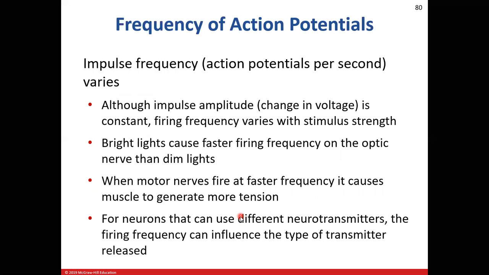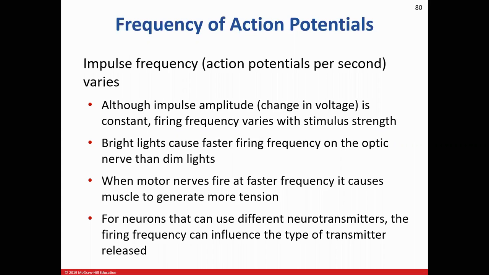So let's look at the frequency of the action potential, because the frequency of the action potential does tell us a lot about what type of signal we're trying to generate. When we look at the impulse frequency, this is where we have a certain number of action potentials per second. And impulse frequency can vary. Although the impulse amplitude, or the change in voltage, is constant, we have the same height, so it goes from that threshold to positive 30. That particular part of the action potential is constant.